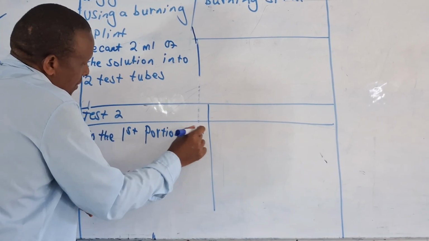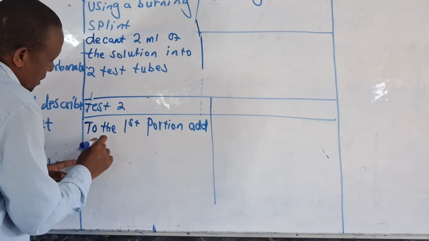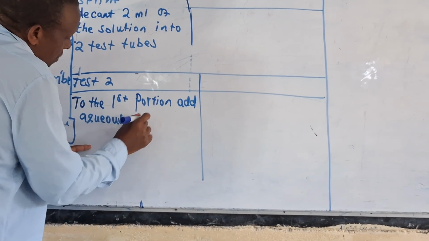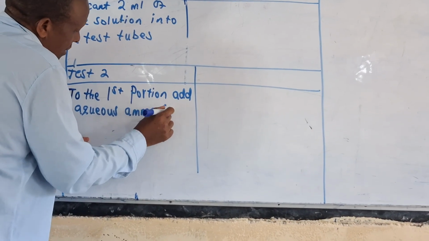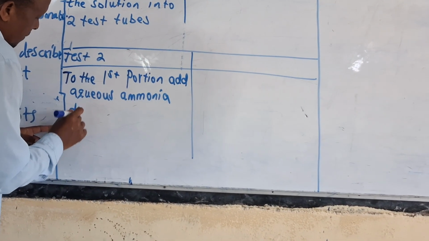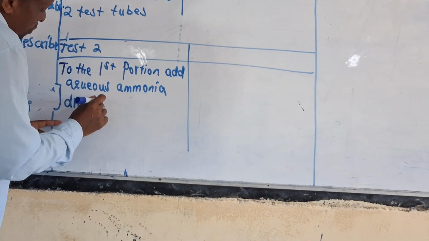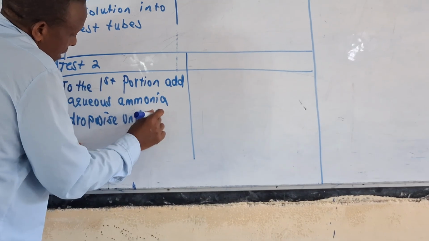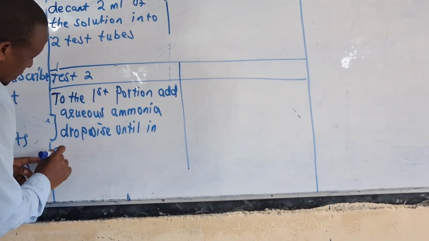add aqueous ammonia dropwise until in excess.